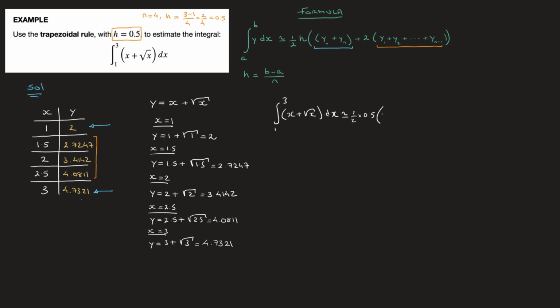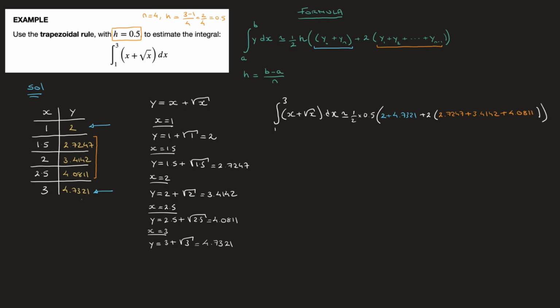Let me quickly write that. That's 2 plus 4.7321 plus 2 times, in parentheses, the sum of all of the other y values. So that's these three y values here. And hopefully I can make that fit. Let's see, we have 2.7247 plus 3.4142 plus the last y value we have here, 4.0811. So plus 4.0811. And I close all of those parentheses.